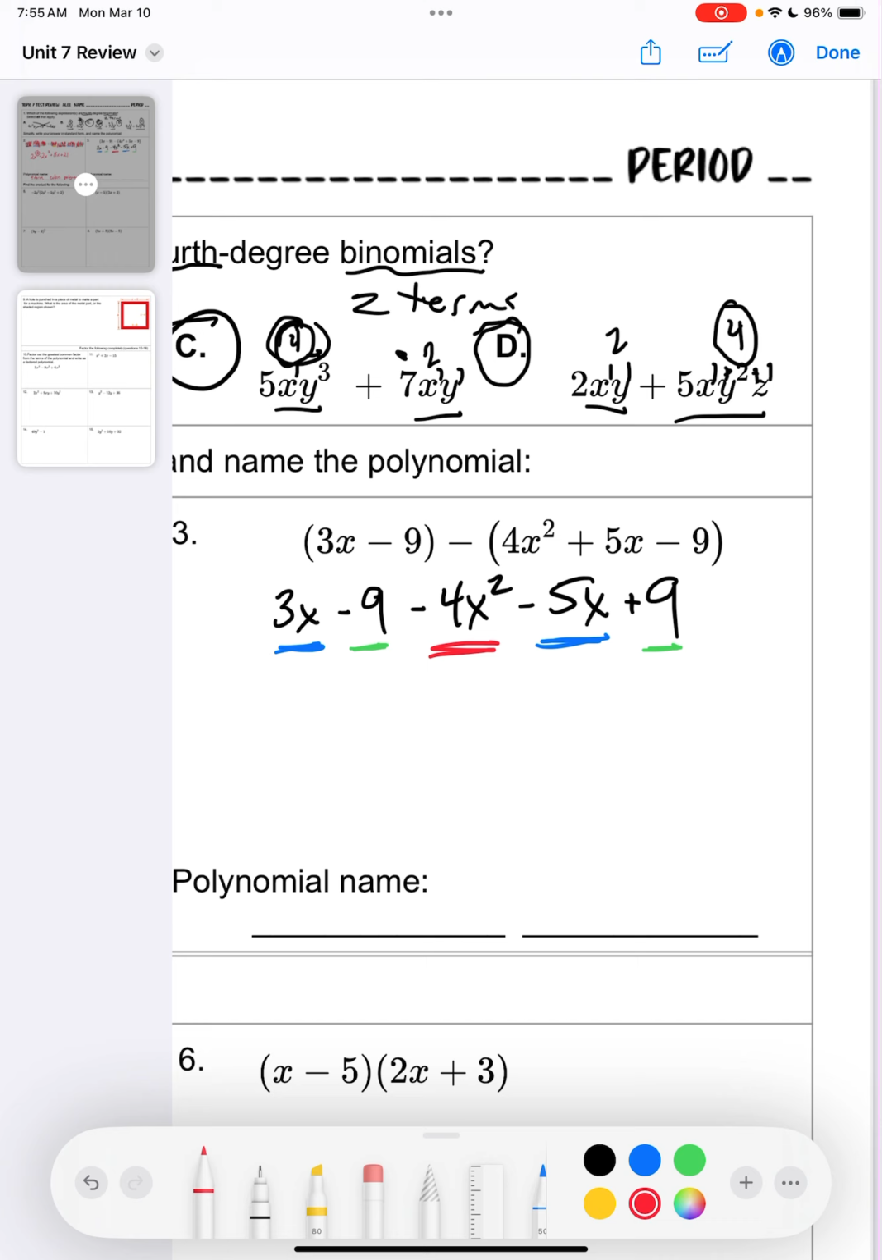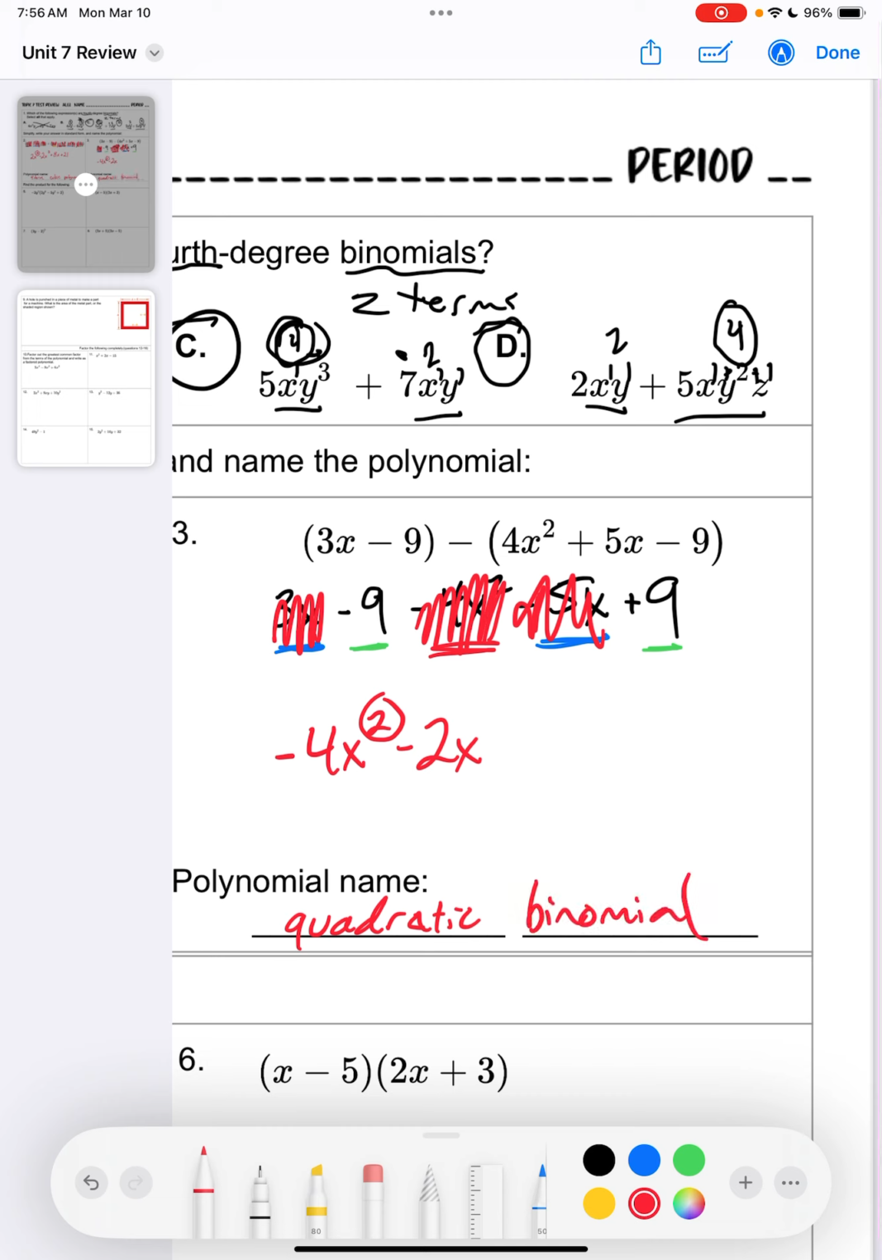So let's put this all together and see what we got. We start with our x squared. That's our highest degree, and it was negative. Then we're going to go 3x minus 5x for negative 2x. And then we're going to go negative 9 plus 9, which would be 0. So we write it like that. We would call this a quadratic because of the degree 2. Quadratic binomial because of the two terms.